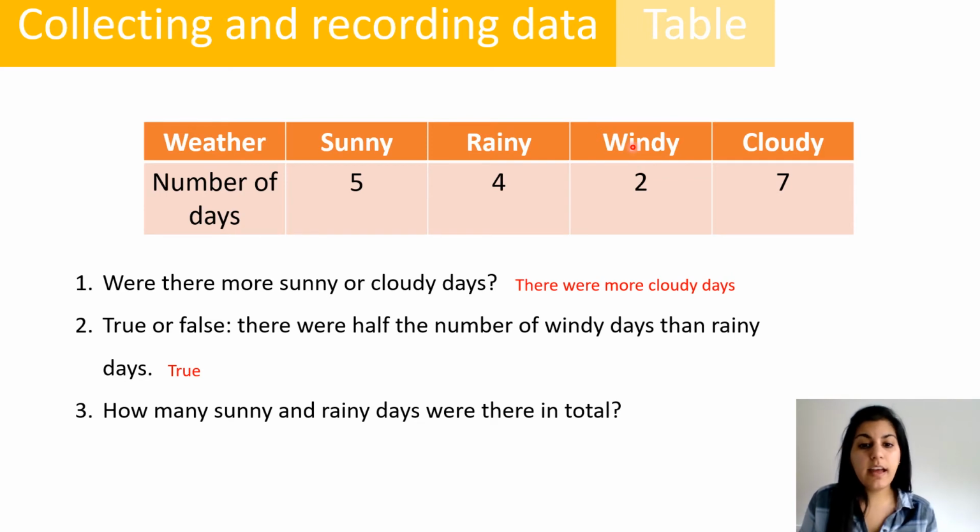How many sunny and rainy days were there in total? So I've got 5 sunny days, 4 rainy days.